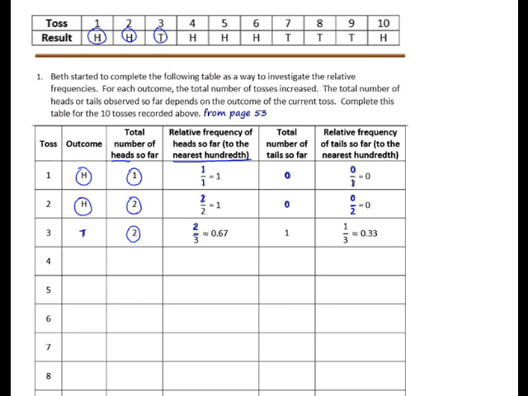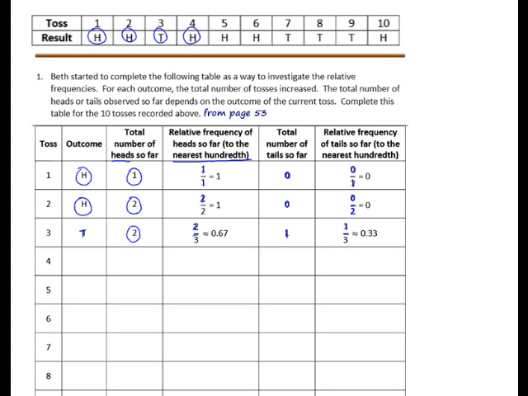The number of tails so far. So we got tails on that toss, so now we have 1 tail. The relative frequency of tails is 1 tail over 3 tosses. 1 divided by 3 is 0.33 repeating, which rounds to 0.33 or 33 hundredths.